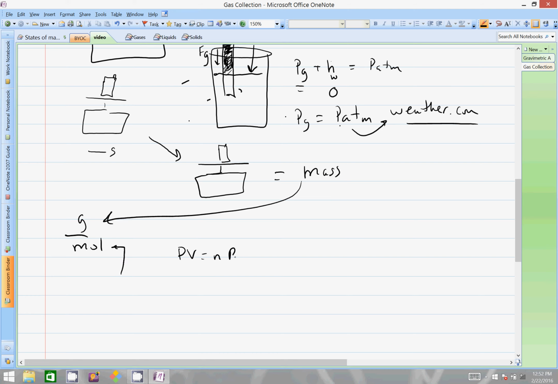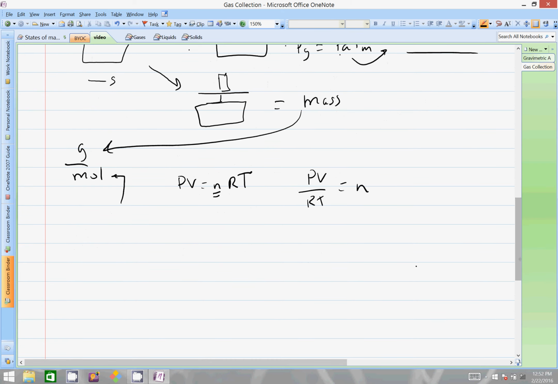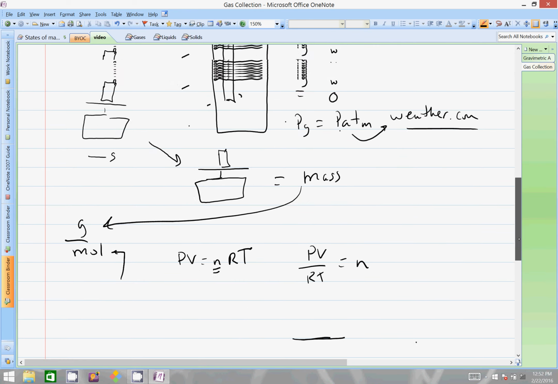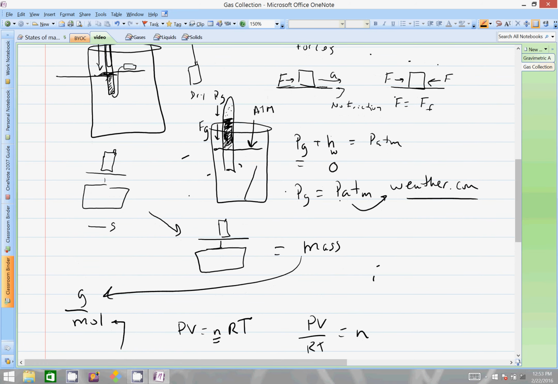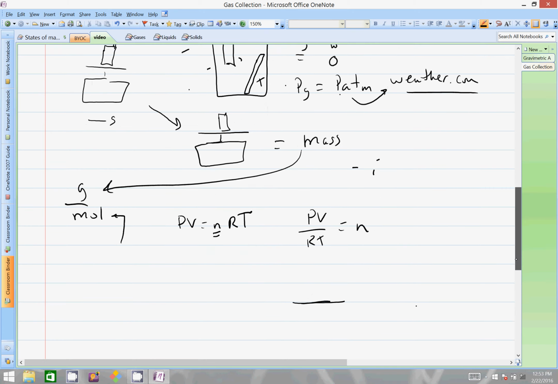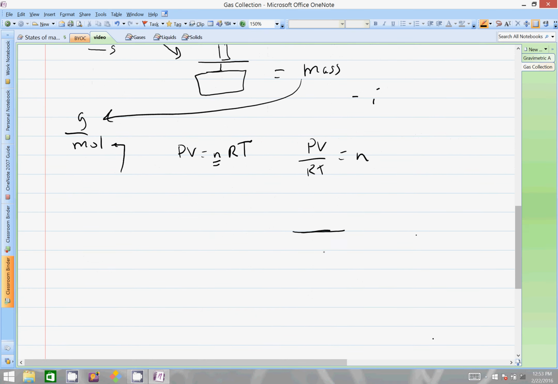PV equals nRT. And I want this value right here. So let's solve it. PV over RT equals n. All right. Now, let's start filling in what we know. You measure a couple of things in the instructions. You'll measure the temperature, so there'll be a little thermometer in here. Usually the water is the same temperature as the air, so you will be able to read the thermometer. Let's say it's 25 degrees Celsius or 298 Kelvin.